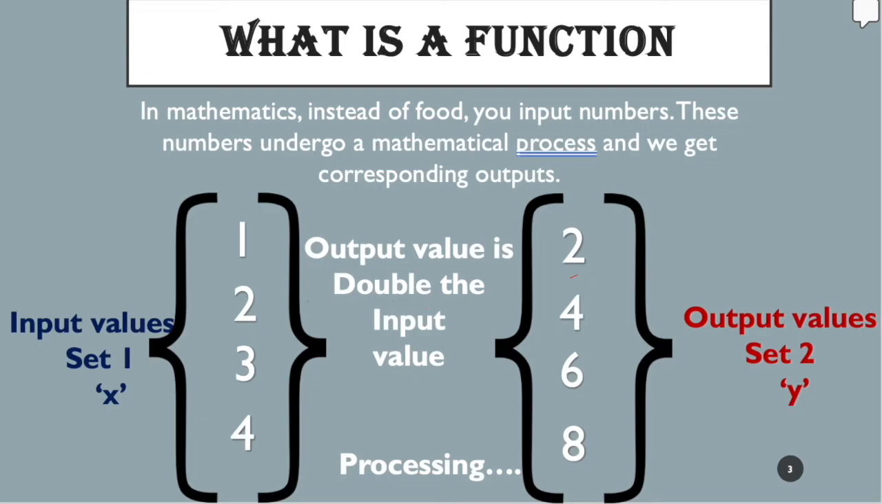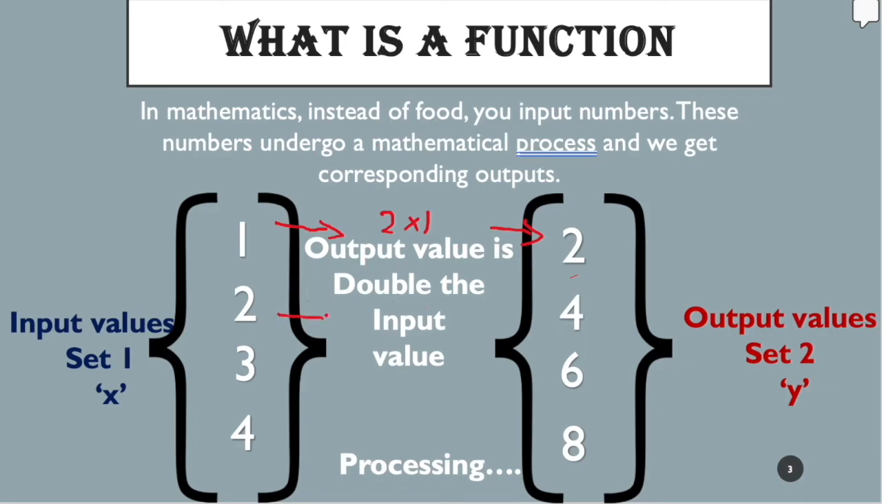In this example, let's set a rule to process the input variables in set 1 as: output value is double the input value. So let's apply this rule to each value in this input set. Let's see what output we get. The rule that we define here is output value is double the input value. That means if you input 1, you get double the value of 1 as your output. So that would be 2.